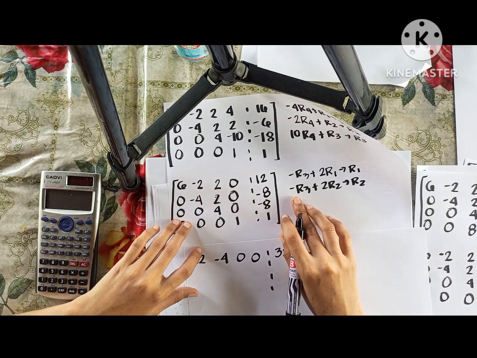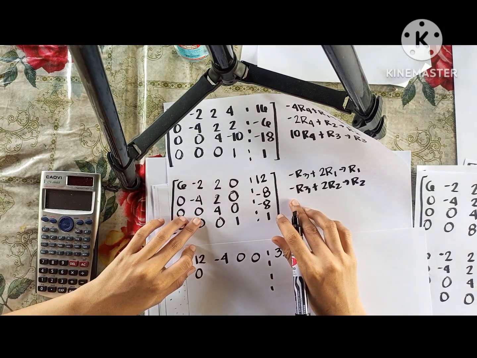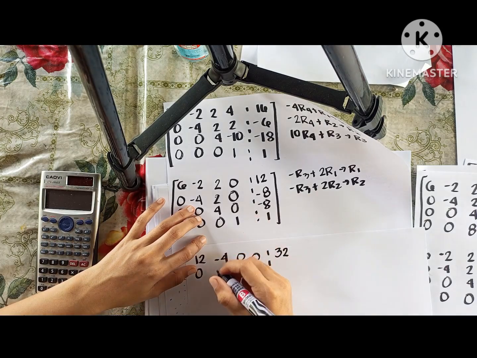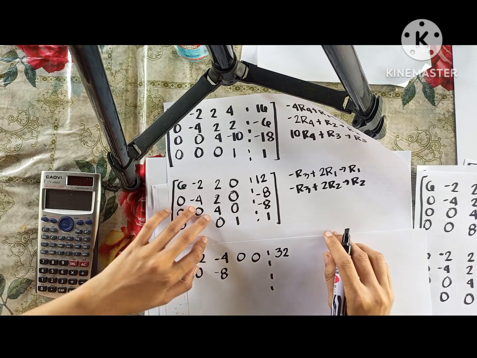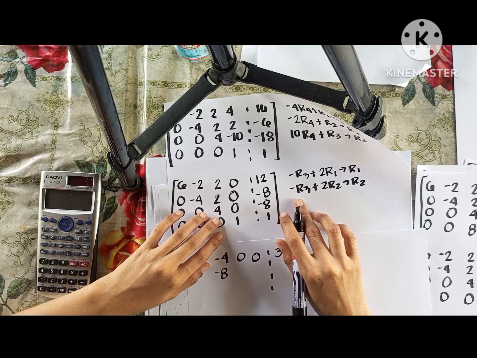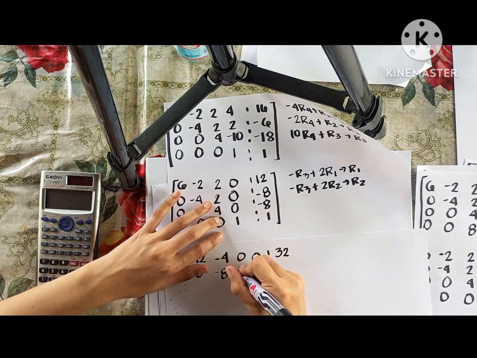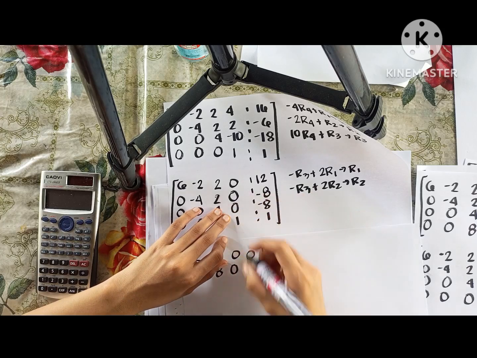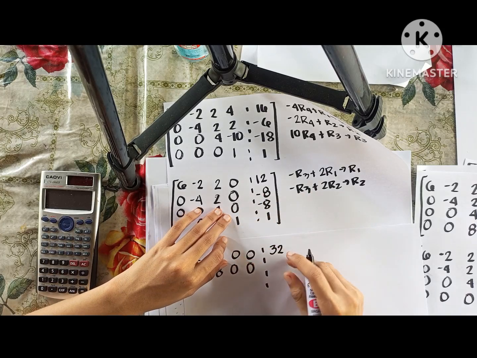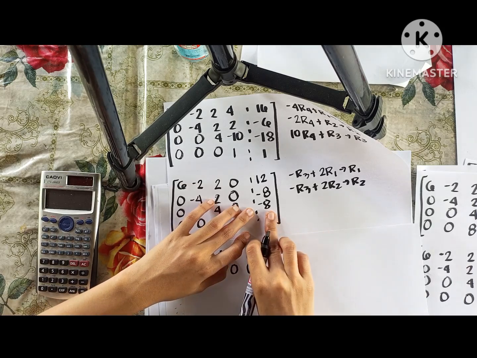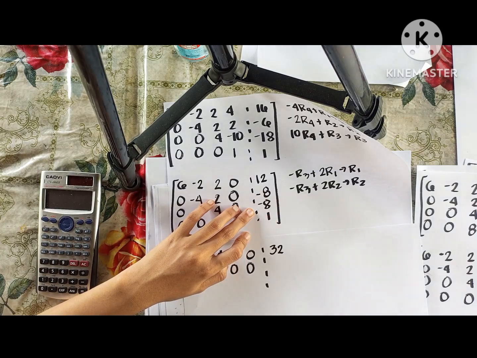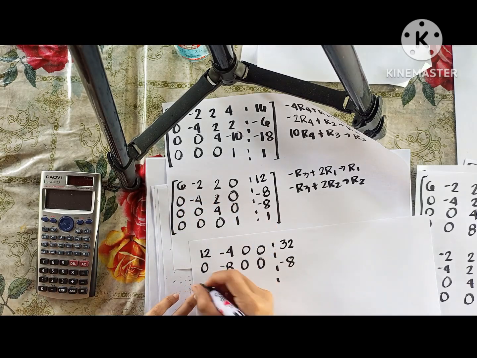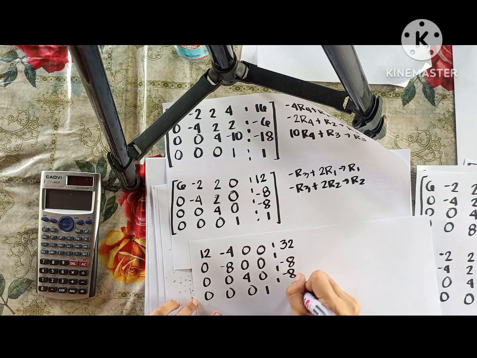Next, negative R3, so 0 plus 2R2, that would be 0. Next, negative times 0 is 0 plus 2 times negative 4 is negative 8. So we have here negative 8. Next, negative R3, so we have here negative 4 plus 2 times 2 is 4. So negative 4 plus 4 is 0. Next, negative R3, so we have here 0 plus 2 times 0 is 0. Next, negative times negative 8, so we have positive 8 plus 2 times negative 8 is negative 16, so we have here negative 8. Now we're going to copy the third and fourth row, so we have 0, 0, 4, 0, negative 8, 0, 0, 0, 1, 1.